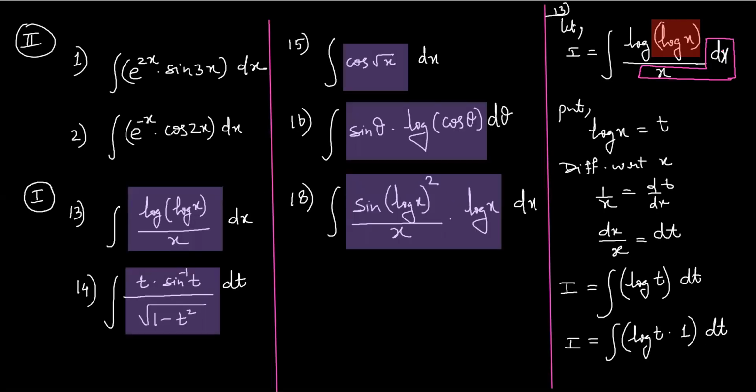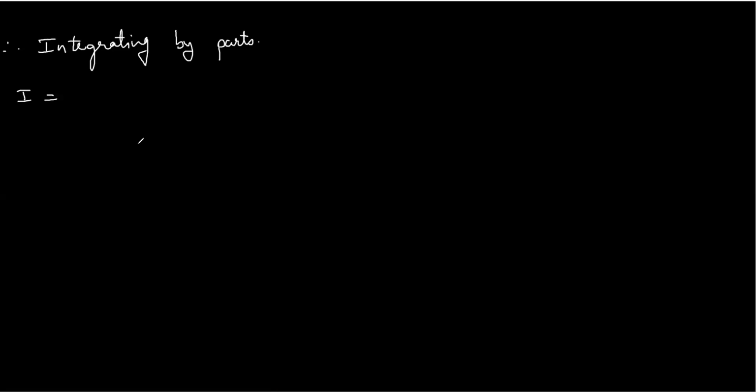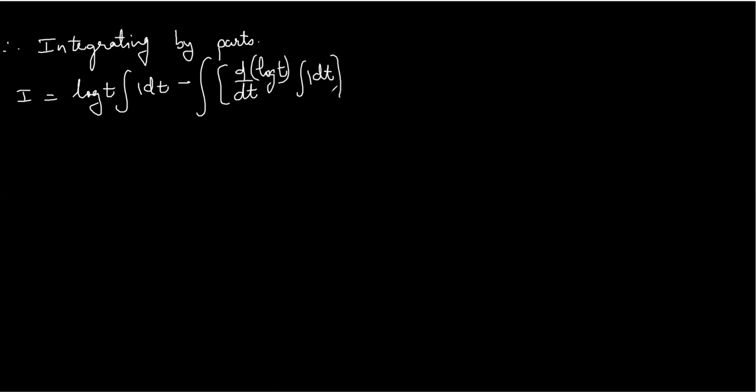Therefore, integrating by parts, I get I equals log t integral 1 dt, minus big integral, and I get here d by dt of log of t, integral 1 dt, and whole dt.